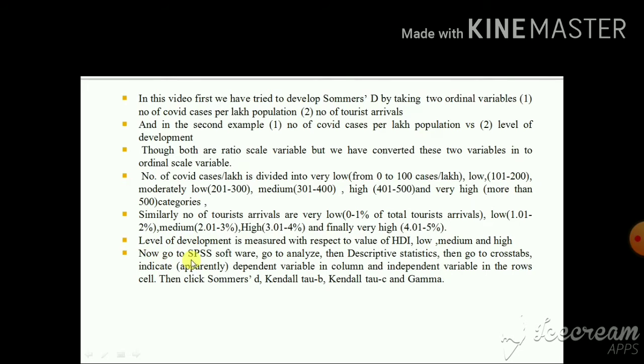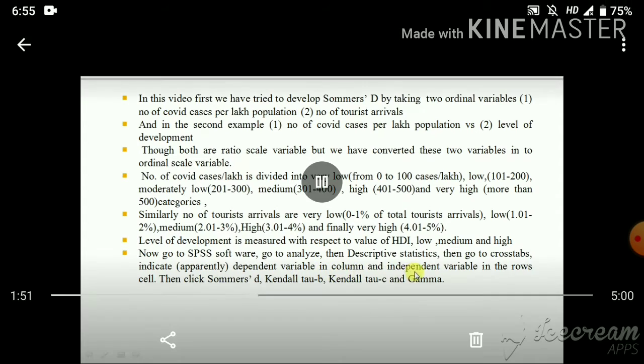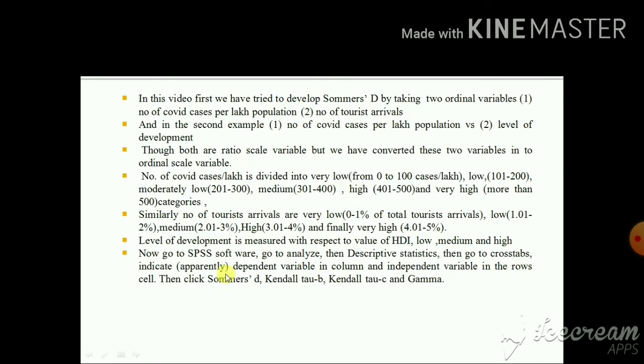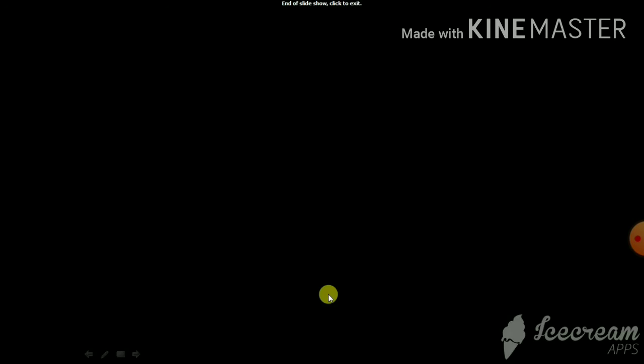Now go to SPSS software and go to Analyze, then Descriptive Statistics, then go to Crosstabs. Indicate the dependent variable in the column and the independent variable in the row cell, then click Somers' D, Kendall's tau-b, Kendall's tau-c and gamma. Let's see how this can be done.